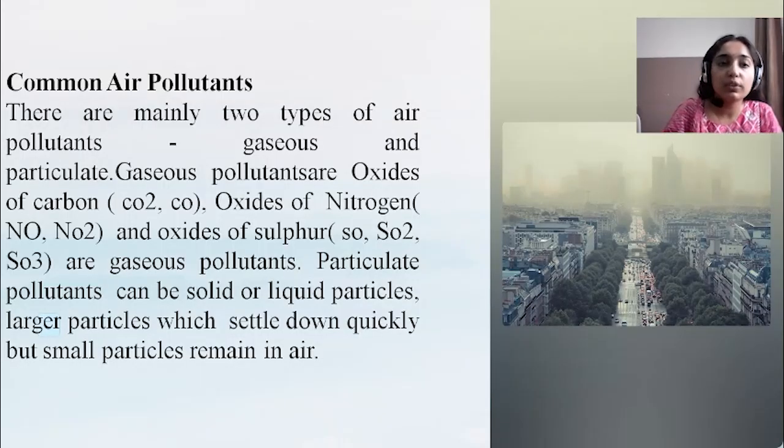Now, here are some of the common air pollutants. The common air pollutants are divided into two categories, gaseous and particulates. Gaseous pollutants are those which are present in the environment in the form of gases, such as oxides of carbon, oxides of nitrogen, and oxides of sulfur. Particulates can be solid or liquid particles. Large particles settle down quickly, but small ones remain in the air and pollute it.